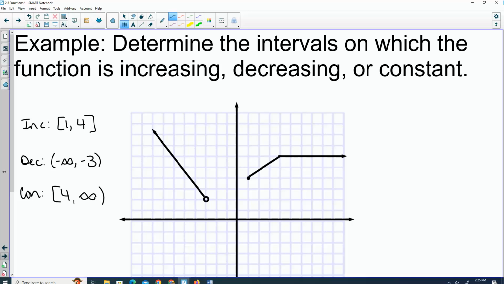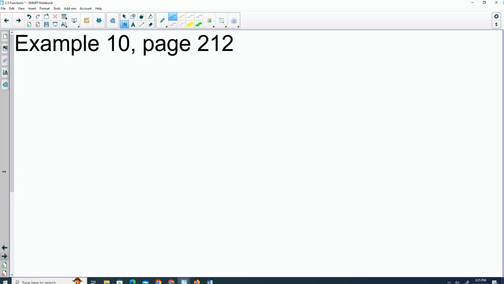Would you guys open up your book? You can share with somebody if you want. I just want to look at a graph and answer some questions about it.